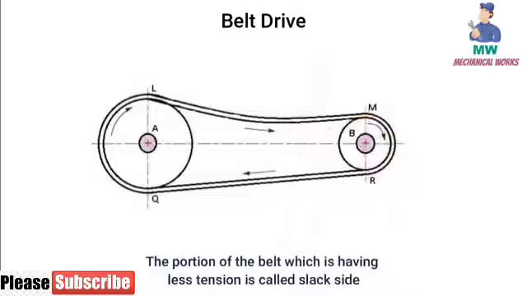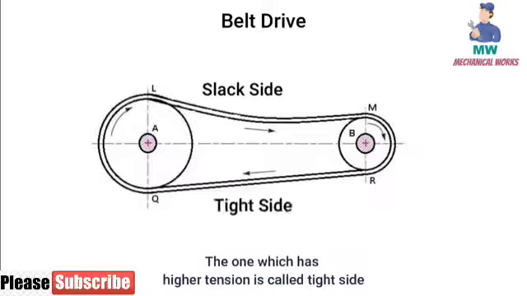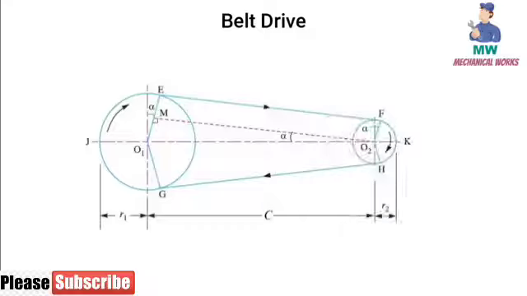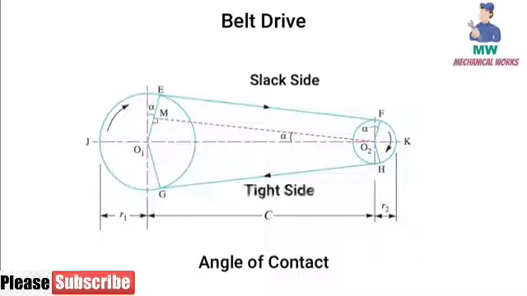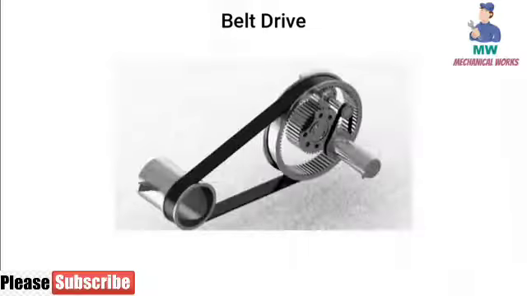The portion of the belt which has less tension is called the slack side, and the one which has higher tension is called the tight side. The tensions in the tight and slack sides of the belt depend on the angle of contact. The belt drives have to be arranged such that the slack side comes above and the tight side comes below the pulleys. This arrangement increases the angle of contact of the belt on the driven side.